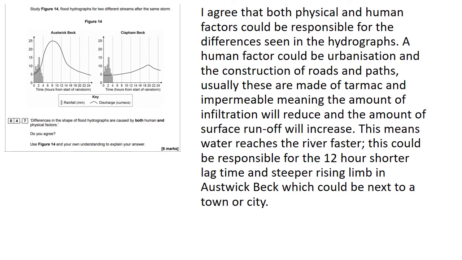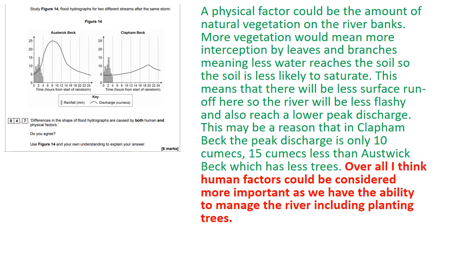Physical argument then. Physical argument, look, it's in green as well. That's nice. Physical factor could be the amount of natural vegetation on the river banks. Now, I've used the word natural here. I certainly haven't used the word planted vegetation because that would be a human factor. More vegetation would mean more interception by leaves and branches. Keyword interception means less water reaches the soil, so the soil is less likely to saturate. Another key term, that means there'll be less surface runoff here, so the river will be less flashy.